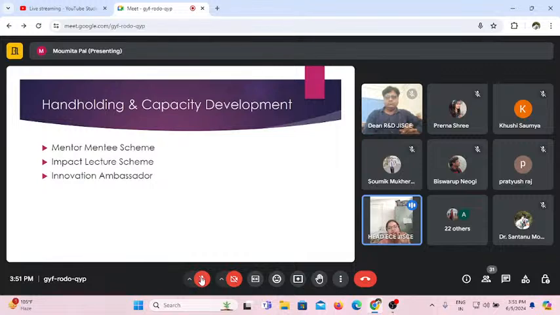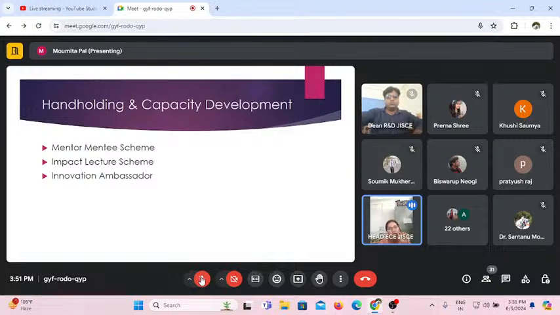And whatever lectures you give or whatever collaborative activities you do with the mentee institution, you will upload them in your portal in IIC under the mentor mentee scheme, and based on that you will be evaluated, and it is totally done by MHRD persons.